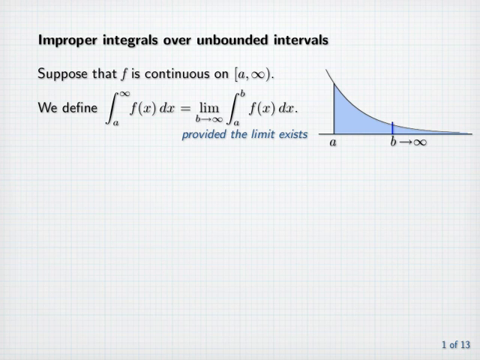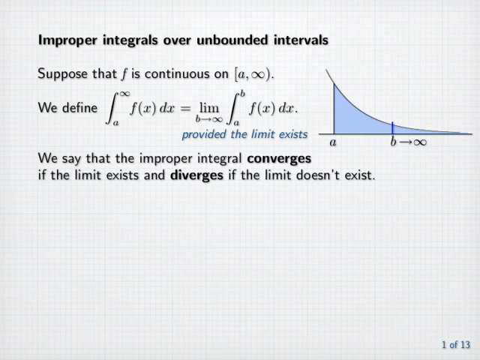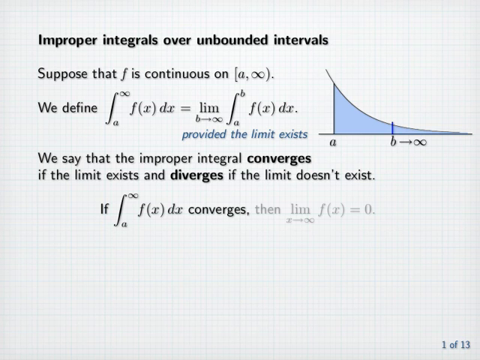And we say that the improper integral converges if the limit exists and diverges if the limit doesn't exist. We immediately have a theorem that says that if the improper integral from a to infinity of f of x dx converges, then the limit as x goes to infinity of f of x must equal 0. In other words, for a convergent improper integral, the integrand must approach 0 as x goes to infinity.